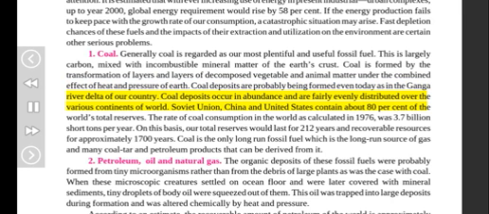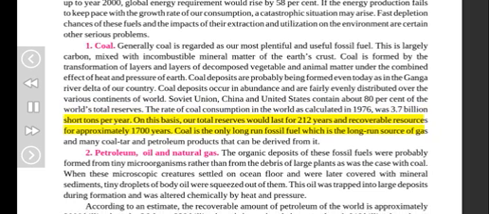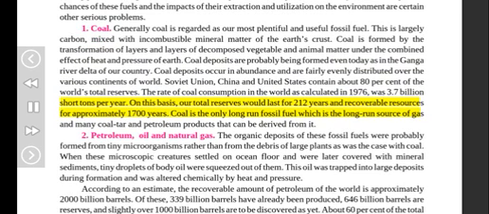Coal deposits occur in abundance and are fairly evenly distributed over the various continents of world. Soviet Union, China and United States contain about 80% of the world's total reserves. The rate of coal consumption in the world as calculated in 1976 was 3.7 billion short tons per year. On this basis, our total reserves would last for 212 years and recoverable resources for approximately 1700 years. Coal is the only long-run fossil fuel, the long-run source of gas and many coal tar and petroleum products that can be derived from it.